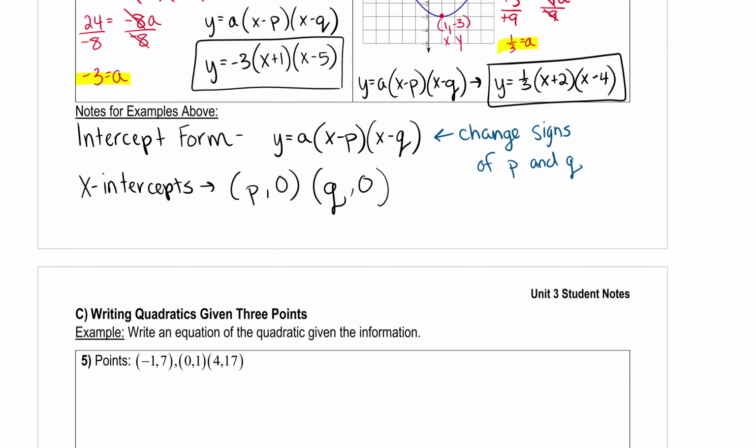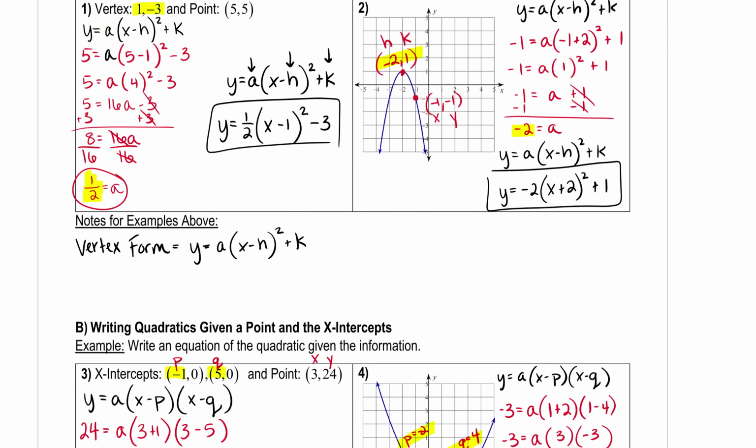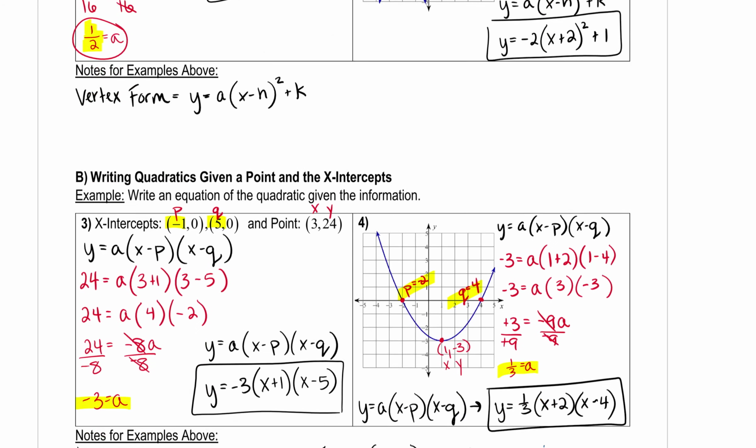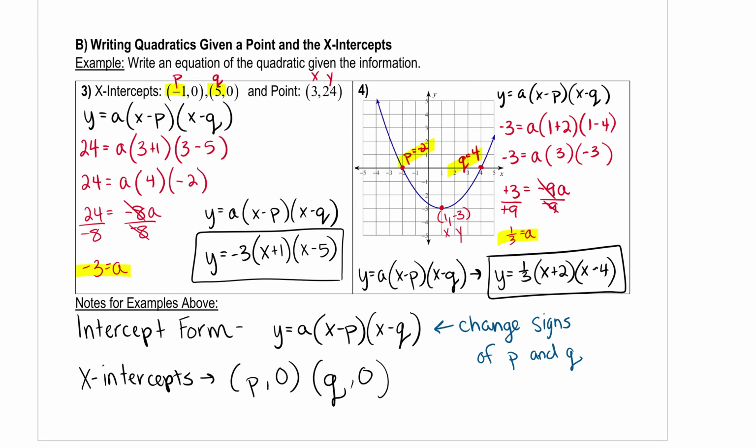So all you got to focus on for today is writing from a point and the vertex, and writing from a point and the intercepts. And that's it. So we are done for the notes.